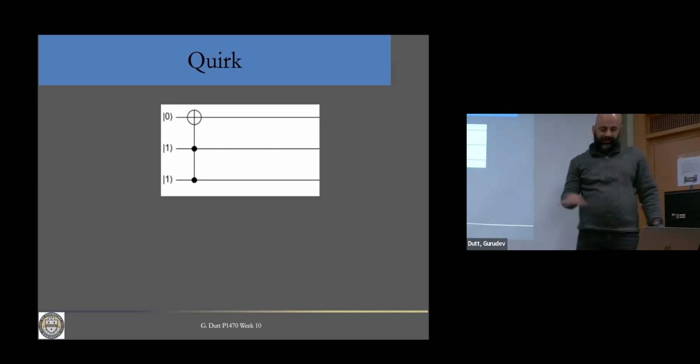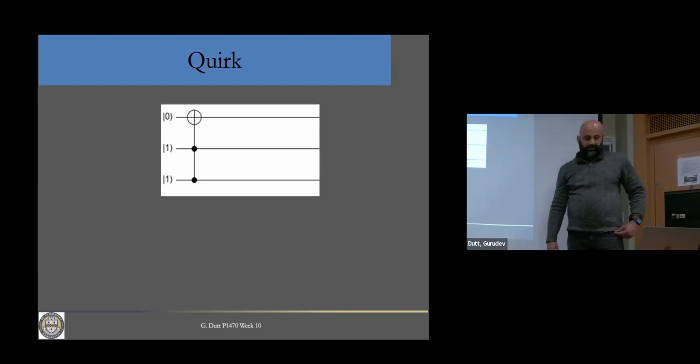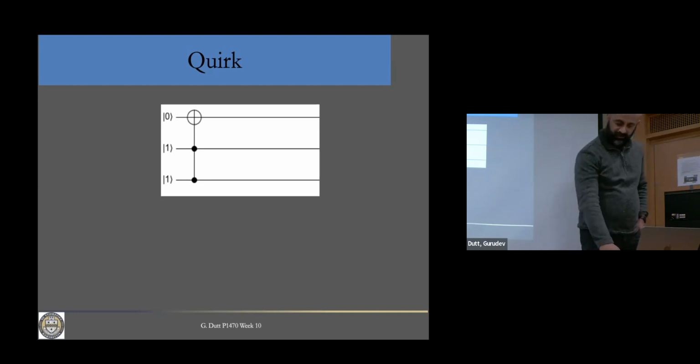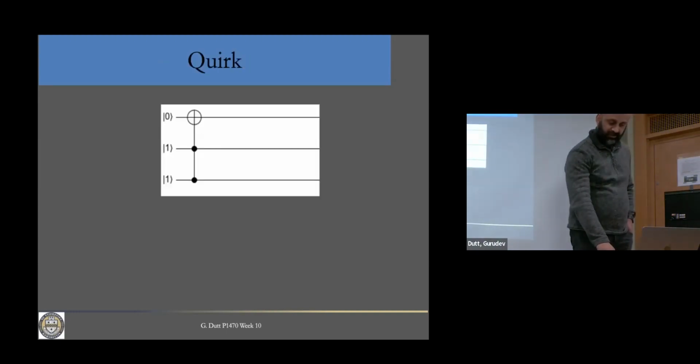Since I'm running a little low on time, maybe I'll do that in the next class. Let's talk about something I think is pretty cool, which is the no cloning theorem.